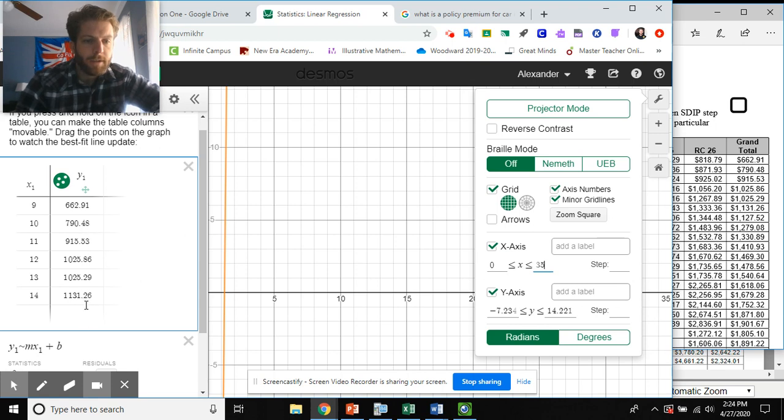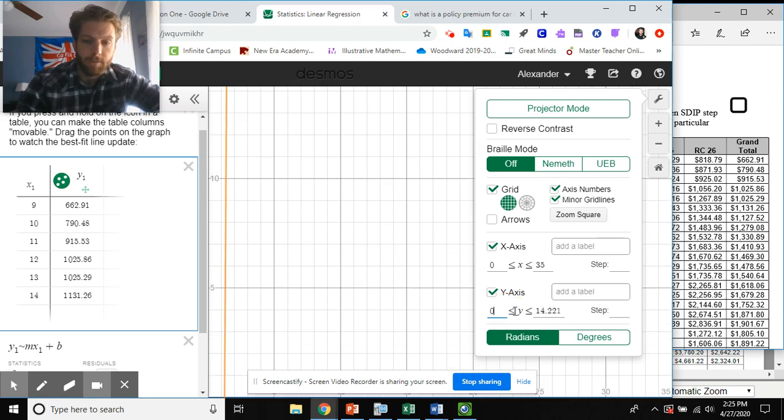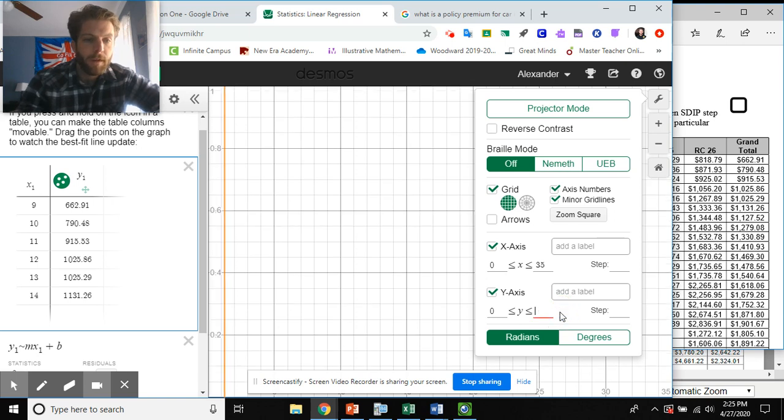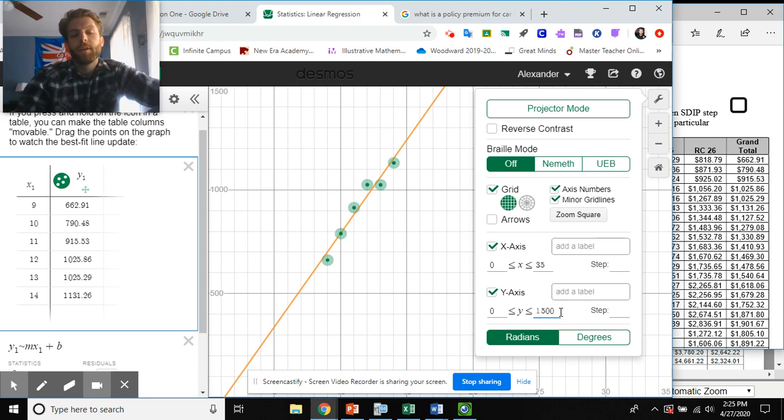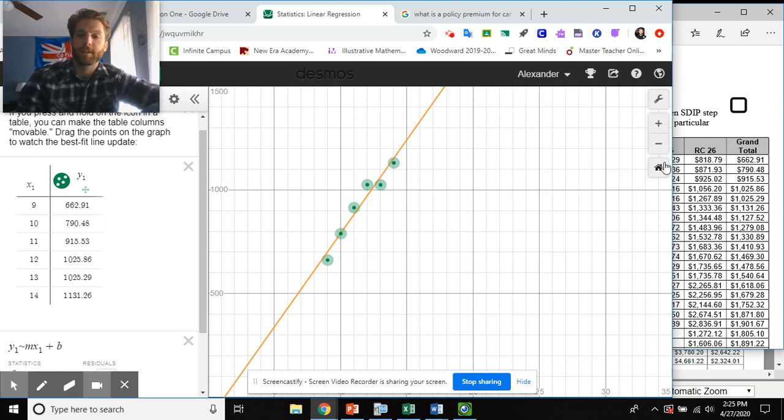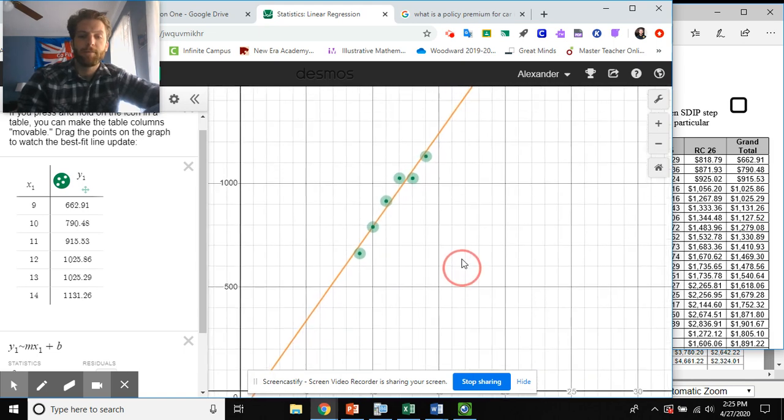My y values go all the way up to 1,131, so why don't I make my y values go from 0 to like 1,500. Yeah. Okay, so now we can actually see our graph. That's a lot easier. Perfect.